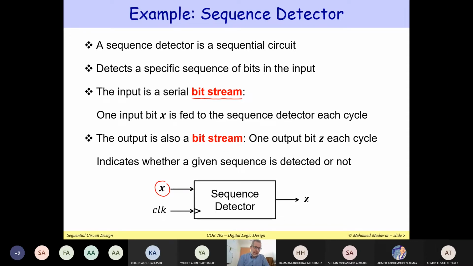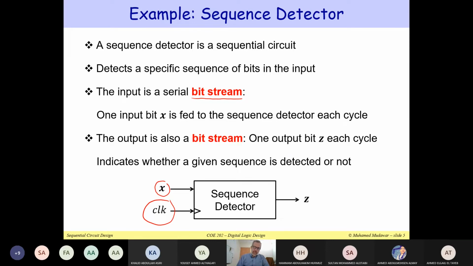Now notice that time here is specified by the clock. The clock here is an input to my sequential circuit because the sequence detector is a sequential circuit, and there are flip-flops inside the sequence detector. We must have a clock. So cycle by cycle, we are changing the input X. For this reason, X is called a bit stream. It is bit serial.